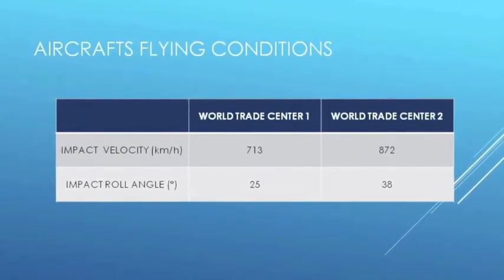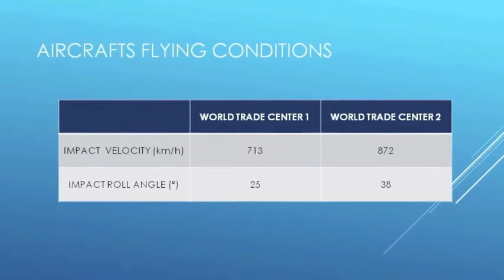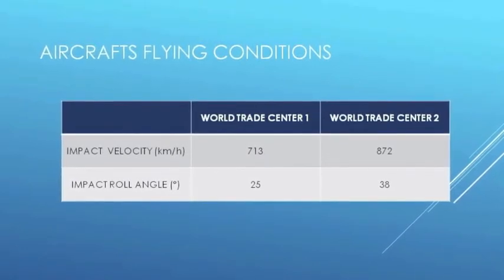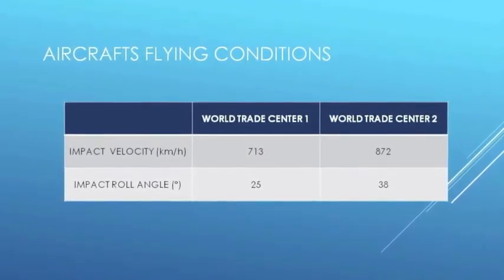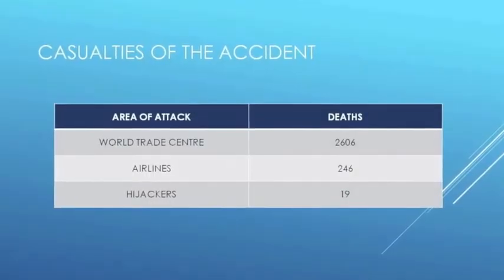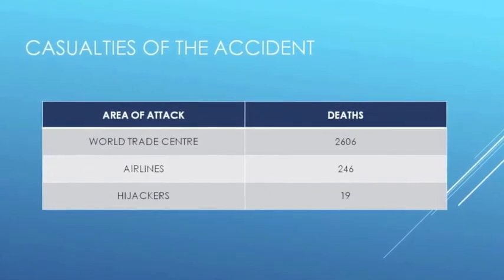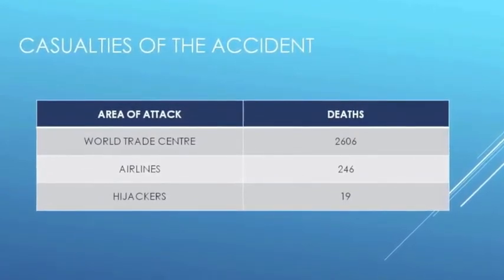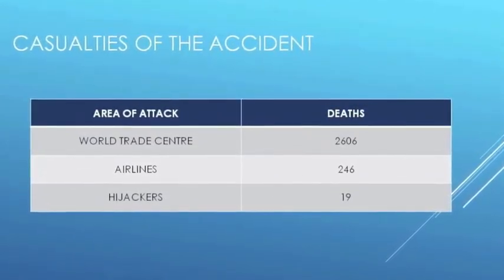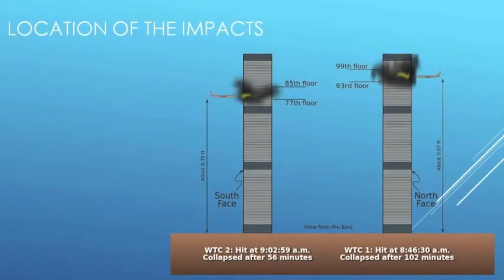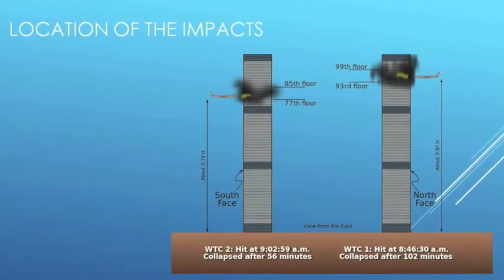The 9/11 World Trade Center attack became a human disaster. The total number of victims rose to 2,871 casualties. As the impact roll angle is up to 30 degrees, the number of floors affected by the attack is high. It then becomes a crucial factor for the future collapse of the structure.